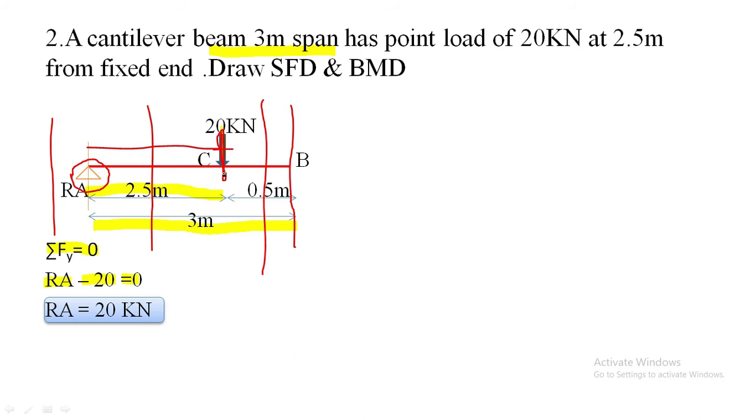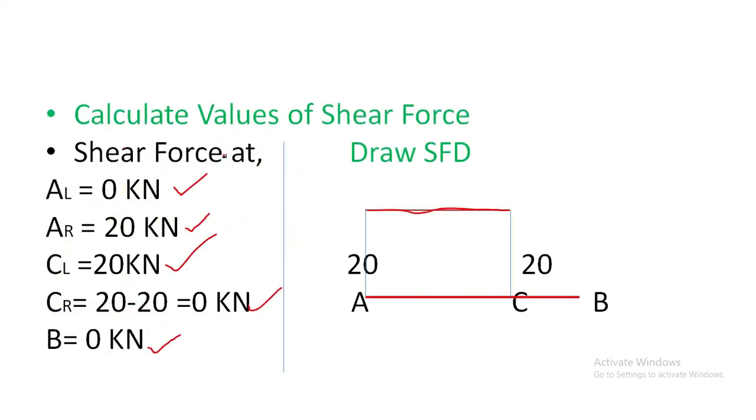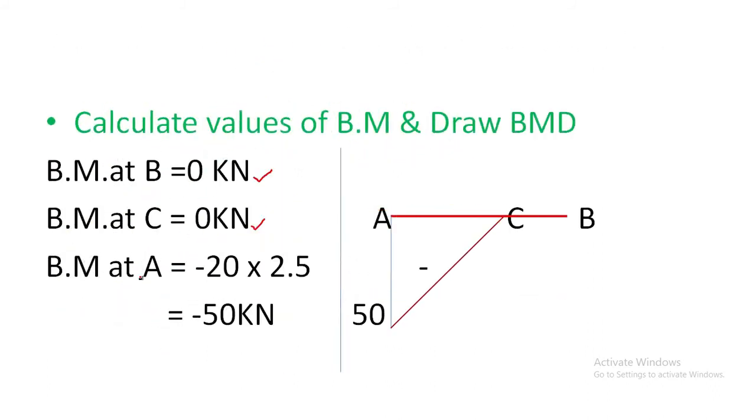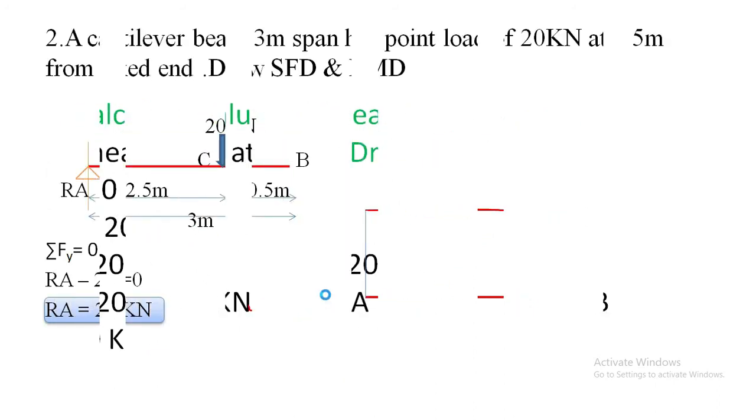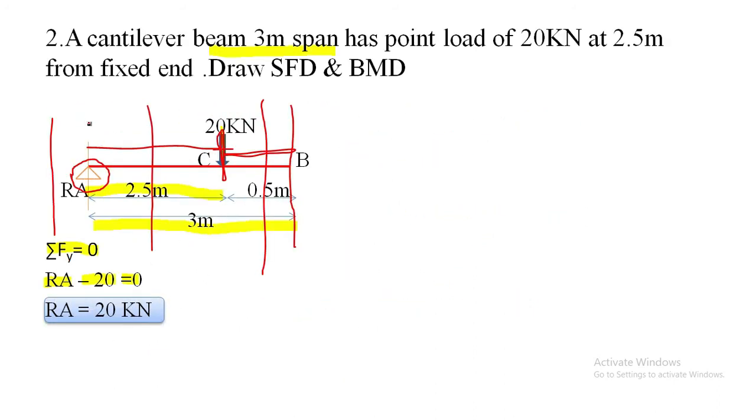Now look at the free end side. While looking from the free right side, there is no force present, so the bending moment of C is also 0. Then next, the bending moment of A is equal to minus 20 into 2.5 is equal to minus 50 kilonewton. Now come towards the point A.